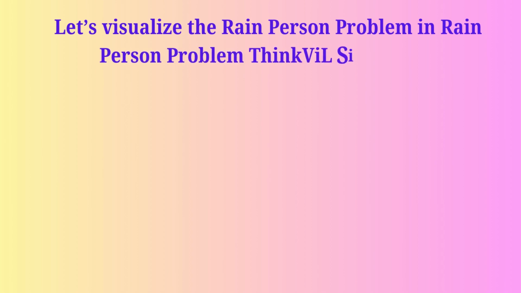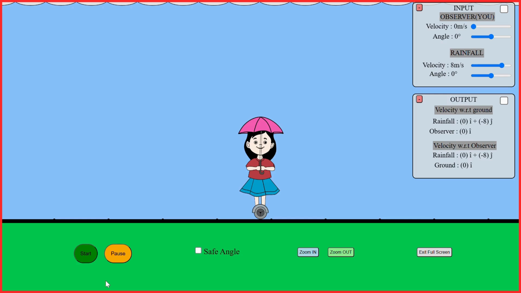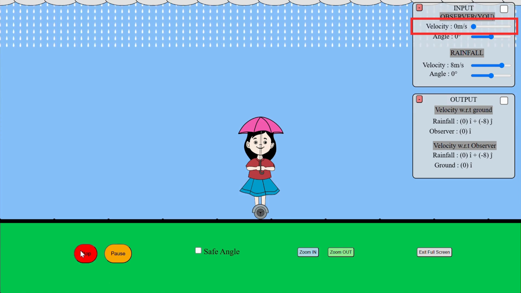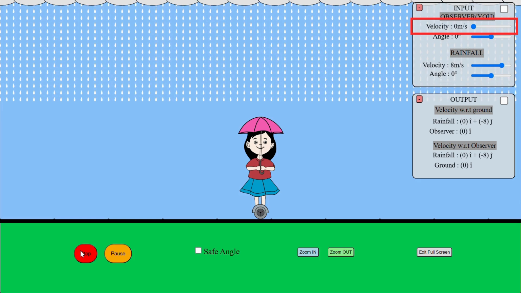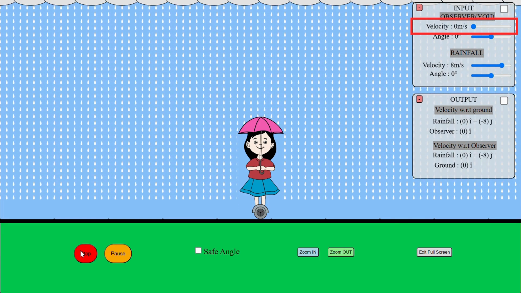Let's visualize the rain-person problem in rain-person problem ThinkViL simulation. To access the simulation visit www.thinkvil.com. Now open the simulation, you will see this layout. Here, this is the observer with umbrella. Initially, the observer has no velocity. Now, the rainfall starts falling vertically downward. Here, you will observe that the observer can protect themselves from the rain without changing the umbrella's position.